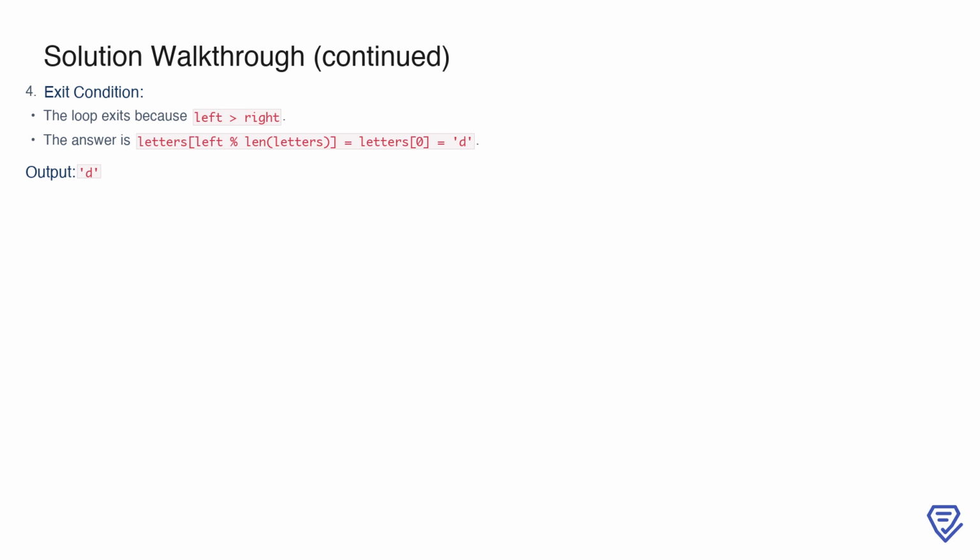To determine the answer, we use the formula letters[left % len(letters)]. Here, left remains 0, so the result is letters[0]. The letter at index 0 is D, making D the smallest letter greater than the target A. Therefore, the output is D.